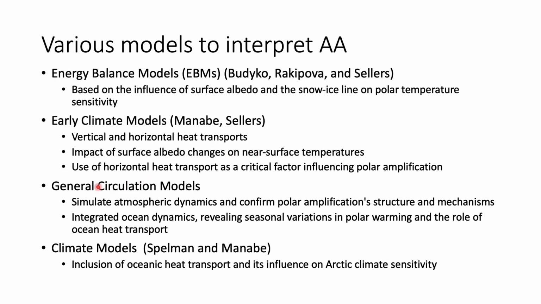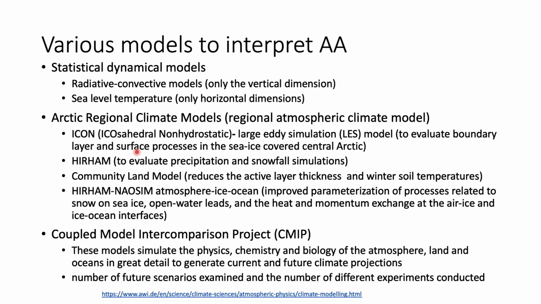So then came the general circulation model. Here the simulation of atmospheric dynamics and confirmed polar amplification structures and mechanisms were developed. And here we integrated ocean dynamics, revealing the seasonal variation in polar warming, and the role of ocean heat transport is included in the Arctic amplification models. And then we have the climate model, where people included the ocean heat transport and its influence on Arctic climate sensitivity. Then there are other models which are based on statistical dynamics models.